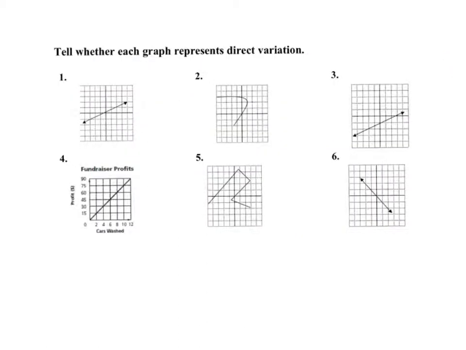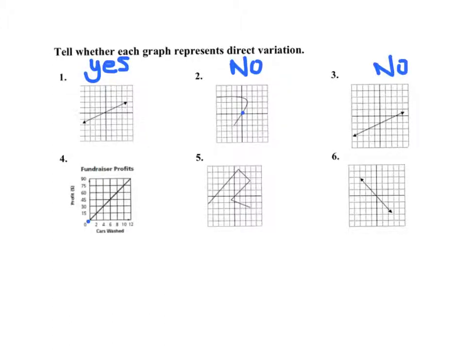So now we need to tell whether each graph represents direct variation. And remember, direct variation is going to go through the origin, 0, 0, on the coordinate grid, and is going to form a straight line. So in number 1, yes, it forms a straight line and it goes through the origin. Number 2, well, this goes through the origin, but it does not form a straight line. So our answer to this one is no. In number 3, again, we've got a straight line, but it does not pass through the origin, so our answer is going to be no.